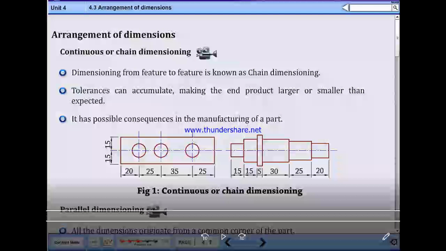Arrangement of dimensions: continuous or chain dimensioning. In this dimensioning, from feature to feature is known as chain dimensioning. Tolerance can accumulate, making the end product larger or smaller than expected. It has possible consequences in a manufactured part.